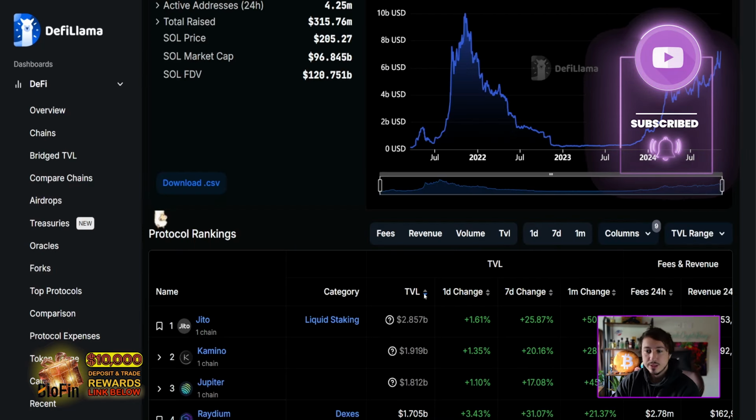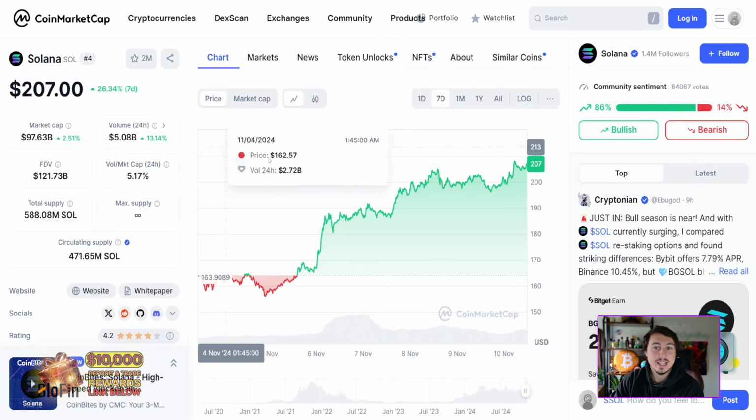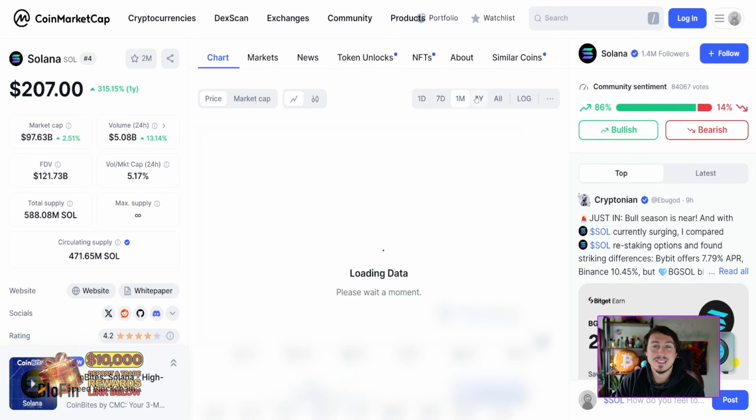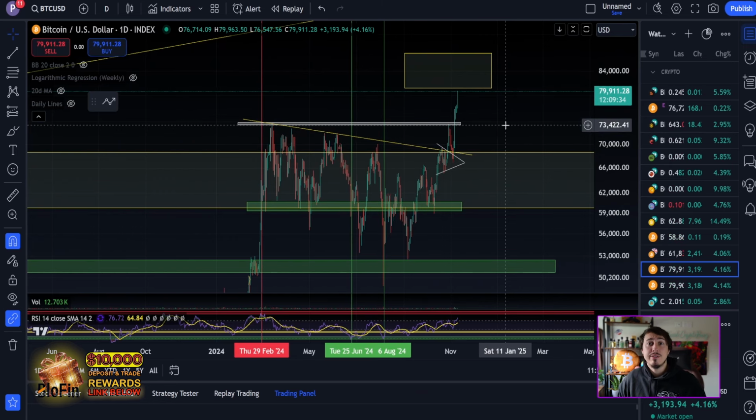And I want to show you guys because Solana has been going absolutely wild in terms of its TVL. It's about to hit an all-time high once it surpasses $210. And overall, I'm feeling very, very excited as to what could actually happen here. Bitcoin also teasing $80,000, getting very close to its inflation adjusted all-time high.